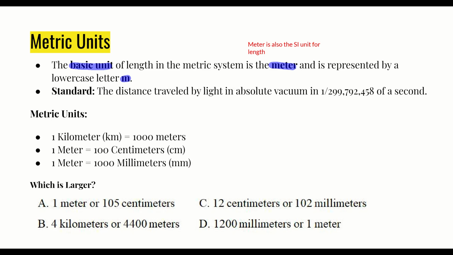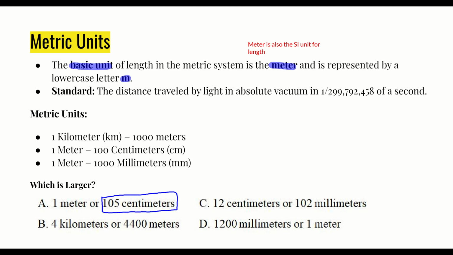So if we're looking at that, we have all these different amounts of lengths here in these questions. We're just going to do a little bit of practicing those conversions, getting that idea of what's bigger. So which is larger, 1 meter or 105 centimeters? Well, 1 meter is equal to 100 centimeters, so 105 is bigger. So there's our answer.